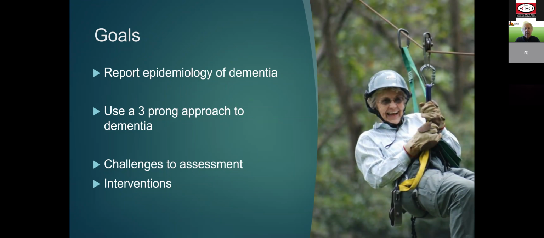So the goals today are to just briefly go over the epidemiology of dementia. We want to talk about a three-pronged approach to cognitive impairment, and also discuss some challenges to assessment as well as those interventions. So again, this being an echo format, we want to do the presentation. We're going to have a couple of case studies, and then hopefully we can open this up to a dialogue for questions and answers about either tough cases that you may have encountered or otherwise. Next slide, please.